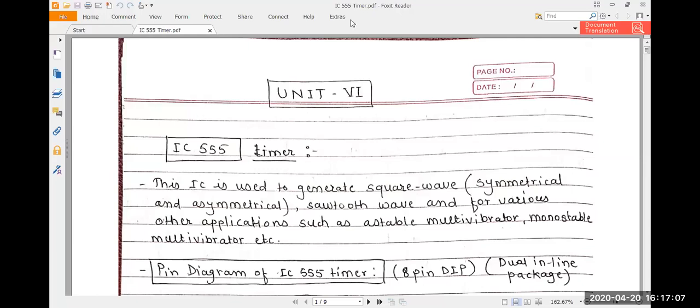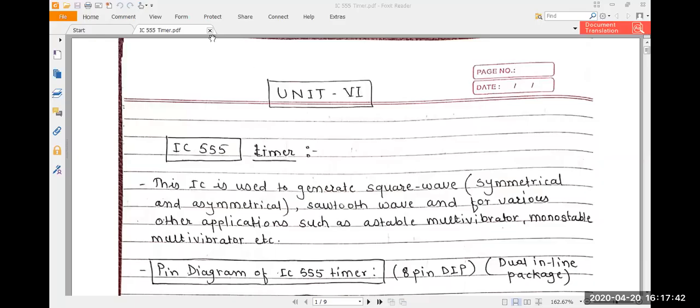So as far as this IC 555 timer is concerned, this IC is basically used for generating square wave, which can be symmetrical or asymmetrical, or a sawtooth wave. It can also be used to generate such kinds of waves. And in most applications, it can be used as an astable multivibrator or monostable multivibrator. We'll see what these astable and monostable multivibrators are in the subsequent part of the lecture.